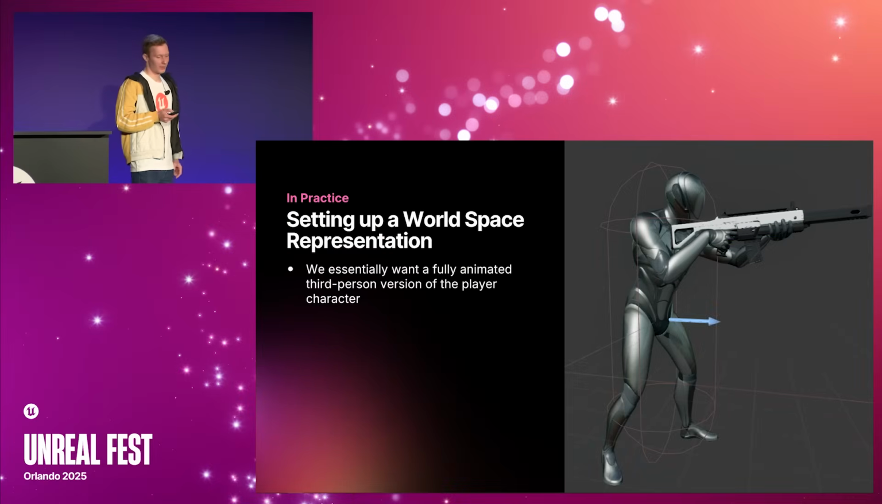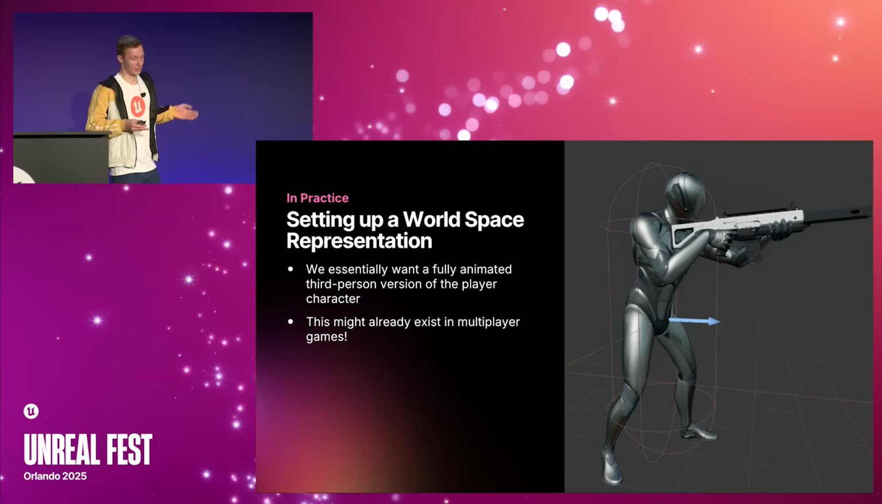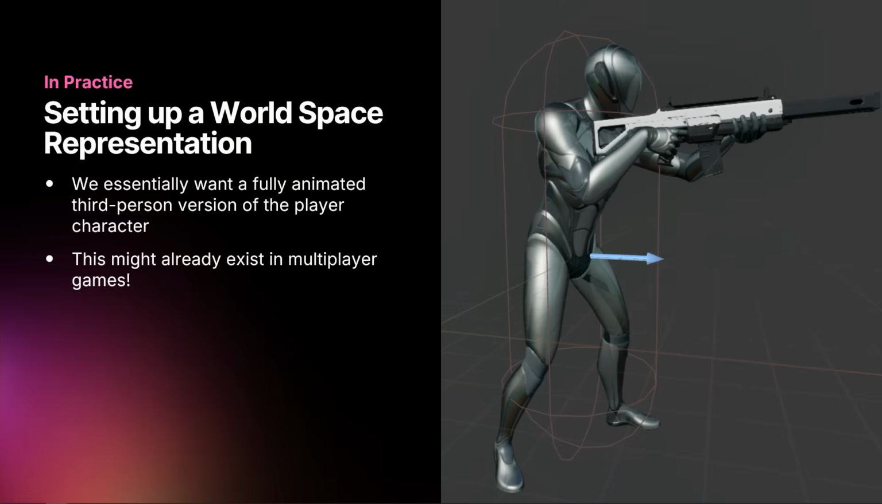So yeah, TBD. Okay, setting up a world space representation. Essentially what we want is a fully animated third-person version of the player character. And if you have a multiplayer game or already have something like this for NPCs, then you're in luck. You don't need to do a whole lot at this point.